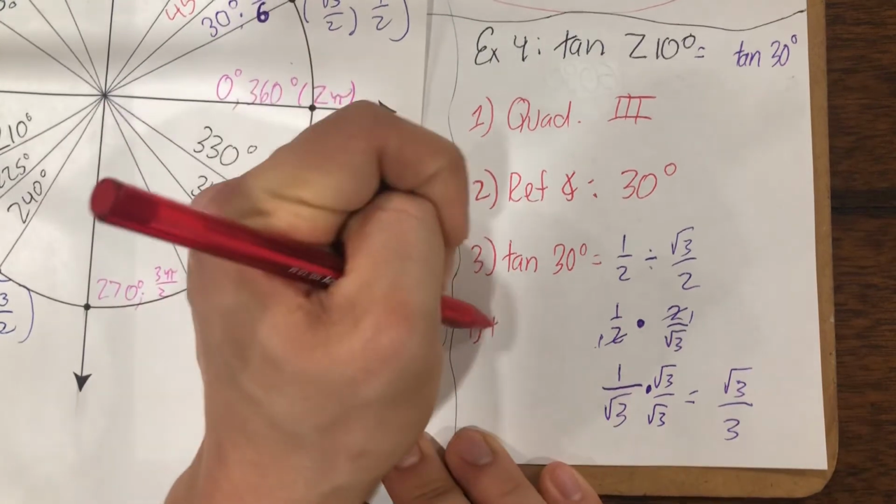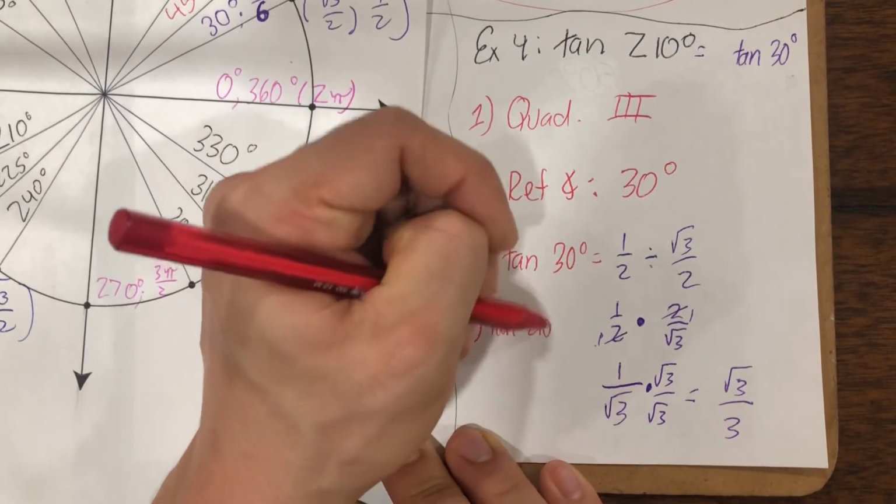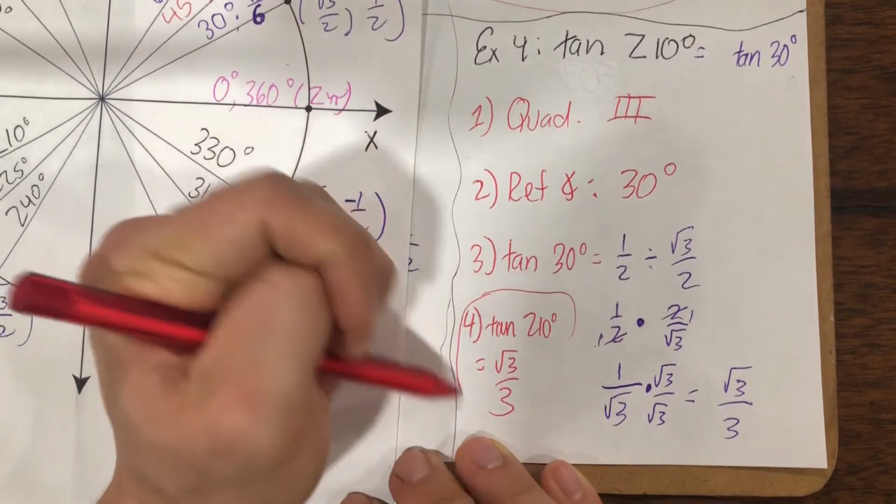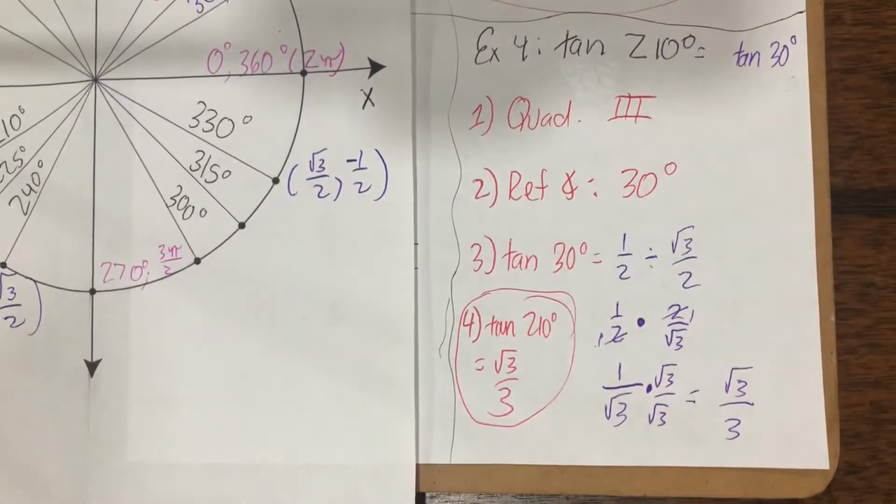So tan of 210 equals root 3 over 3. All right. So we looked at angle measurements in between 0 degrees to 360 degrees.